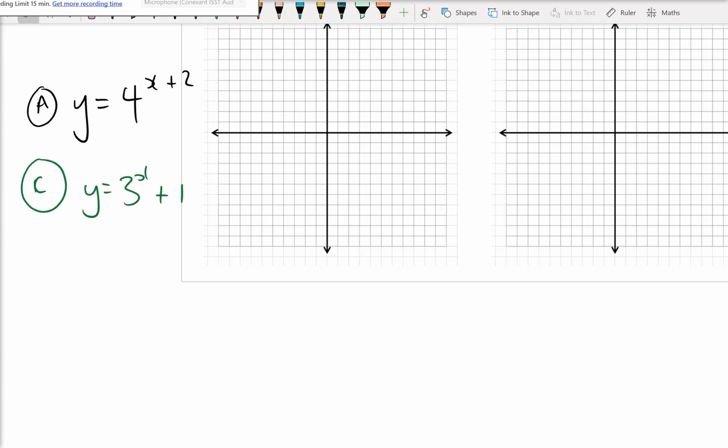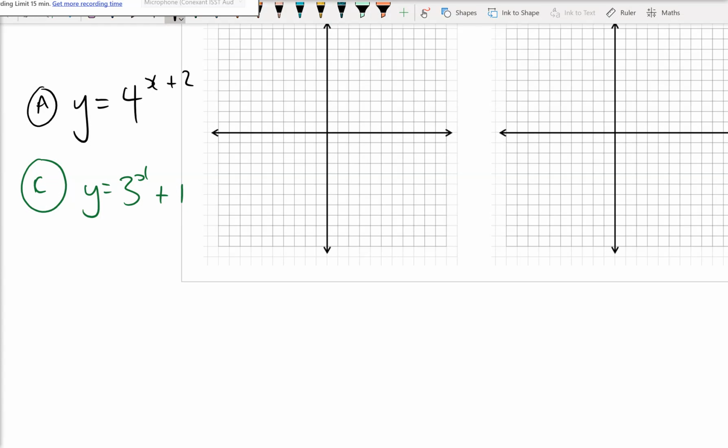Okay, so how about having a quick sketch of those? I'll push pause again. Have a crack at sketching those graphs. Note the words I'm using: sketch those graphs. So not plot them, not using a table. Sketch those graphs. Okay, so if I asked you to sketch this one, how would you do it?